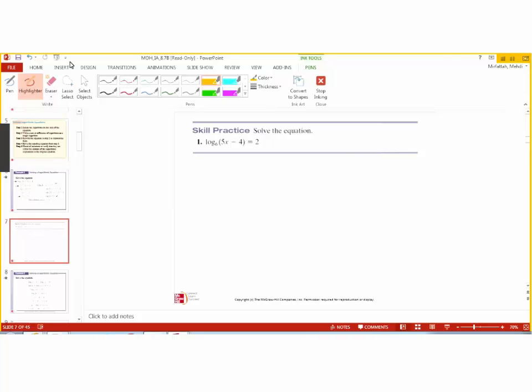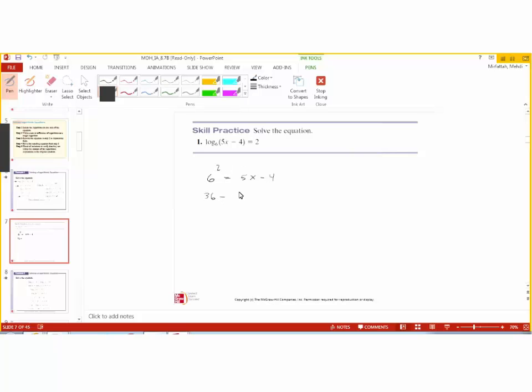Marina, you said you've done this. You want to go ahead and go over that? Yeah, I can do it. Good, sure. What do you do first? So first you need to make it into the exponential form, which would be 6 squared equals 5x minus 4. Okay. So 6, the base of the logarithm, to the power of 2, is equal to the argument. Very good.